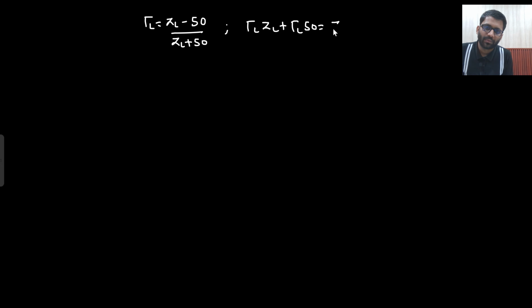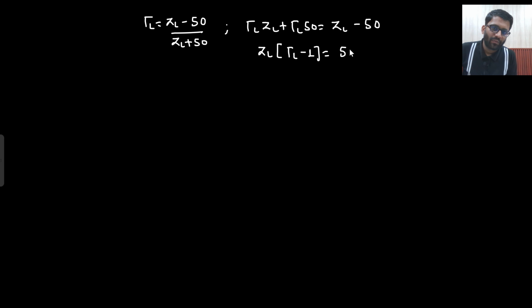So gamma L is equal to (ZL minus 50) upon (ZL plus 50). So from here I can see that gamma L ZL plus gamma L times 50 is equal to ZL minus 50. My target is to take ZL on this side. So ZL (gamma L minus 1) is equal to minus 50 (gamma L plus 1), so ZL is equal to 50 into (1 plus gamma L) upon (1 minus gamma L). This is what you are getting.